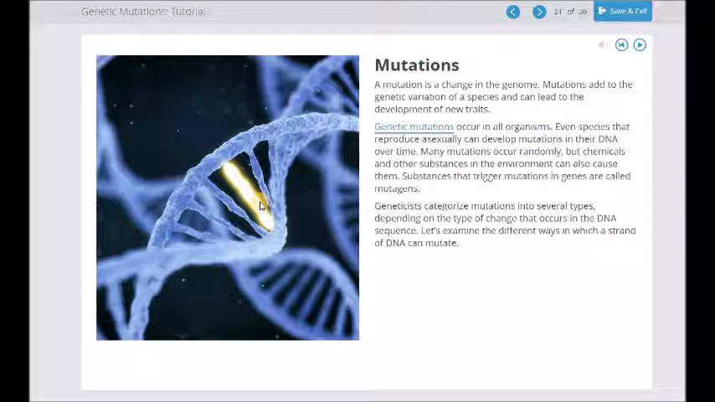Let's be clear about some things. Most mutations are bad. They lead to the death of the cell. If they don't lead to the death of the cell, they usually lead to cancer, and that's bad, right?